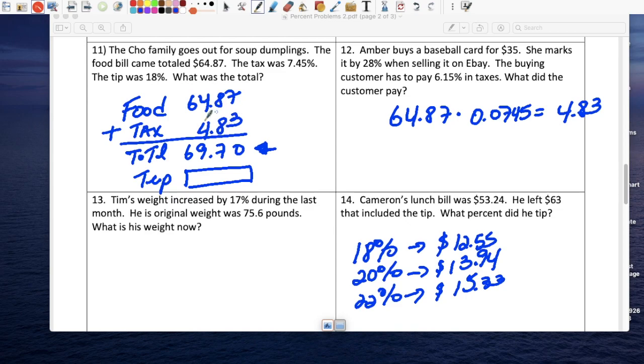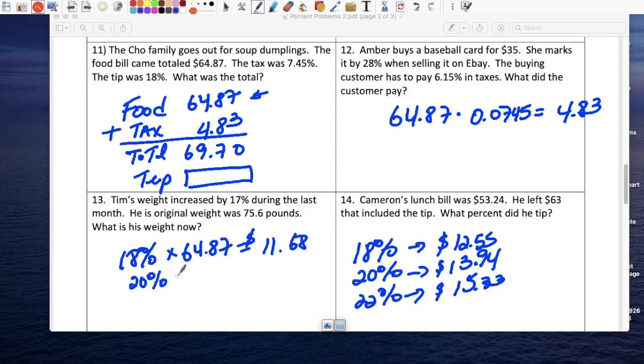Your server did not provide $4.83 of service. That's tax. Your tip, the restaurant should be multiplying 18% times this number over here, 64.87. I know it's not going to be a lot of a difference, so let me just do that. 0.18 times 64.87 is $11.68.